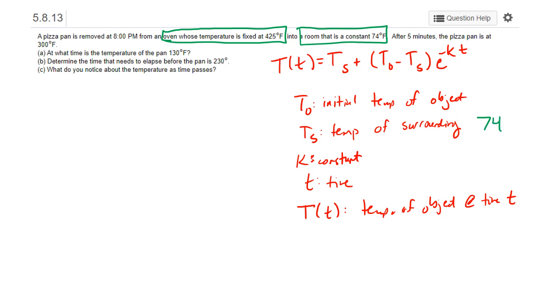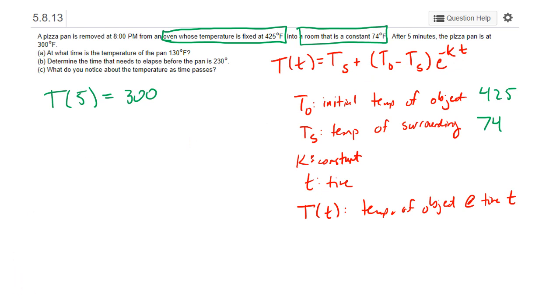However, we can assume the pizza pan begins at a temperature of 425 because it was brought out of that oven. After 5 minutes, the pizza pan is 300 degrees. So after 5 minutes, capital T of 5, the temperature of the pan, is 300. That's going to allow us to find the value of K. Referring to the formula for Newton's law of cooling, I'll know this left-hand side, T of 5 will be 300. I'll know t, it will be 5. And we know the surrounding temperature, 74 degrees, and the starting temperature, 425. So the only unknown left will be K, and we'll be able to find it.